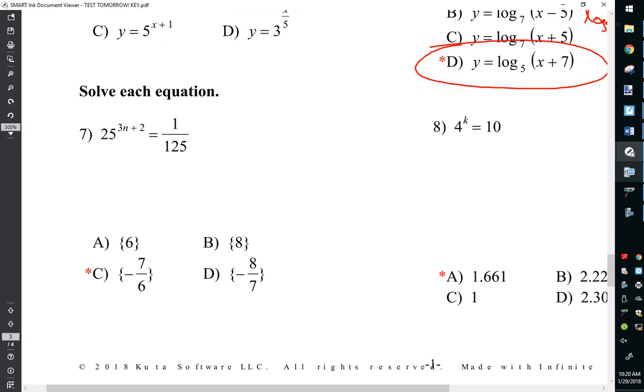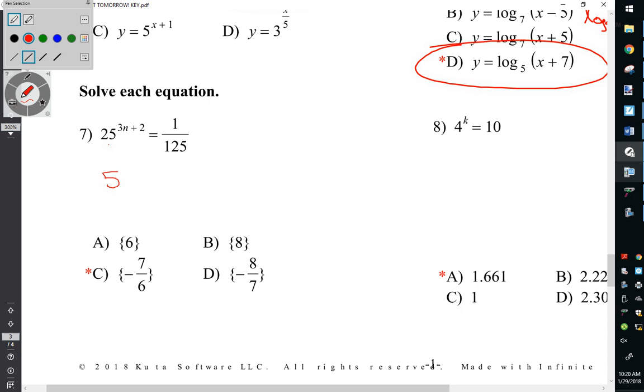Number 7, we're rewriting both sides to be the same base. I've got 25 and 125. So over here I'm going to make it 5 squared. I'm going to make it an x instead of an n because I like that one better. And over there I need to get a fraction, and I need to get 125. So the fraction is going to be negative. 125 would be cubed. Once I've done that, I can cancel the 5s, distribute.